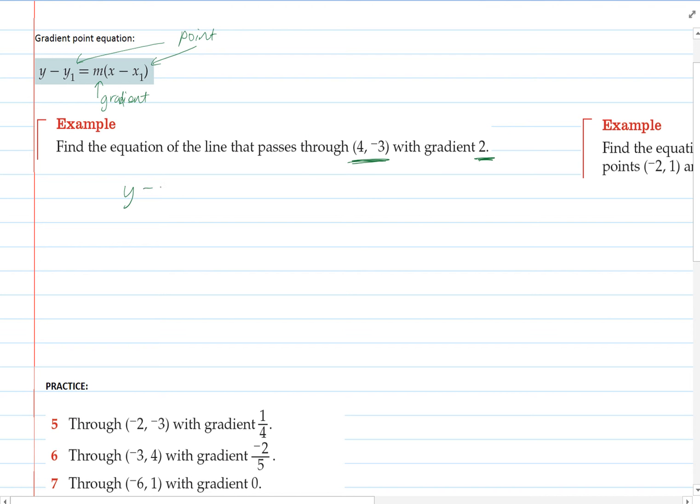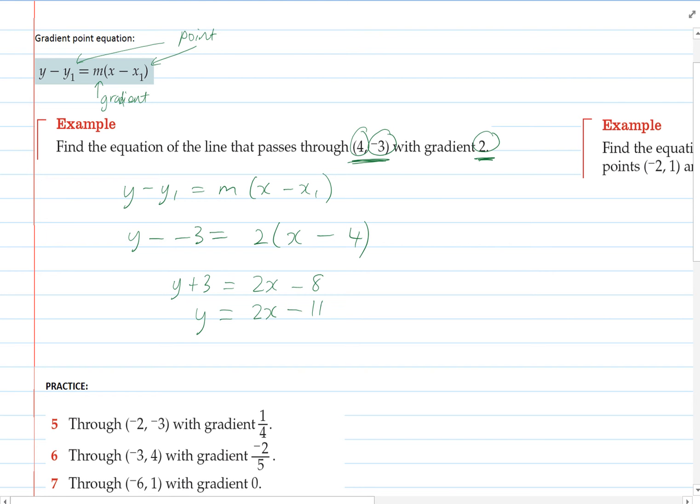So I'll write out the equation first: y minus y1 equals m, x minus x1. So I've got y minus negative 3 equals m, which is 2, and then x minus, and our x value is 4. So we just need to simplify it, tidy it up. So we've got y plus 3 equals 2x minus 8, so y equals 2x minus 11. And that's our equation using that information.